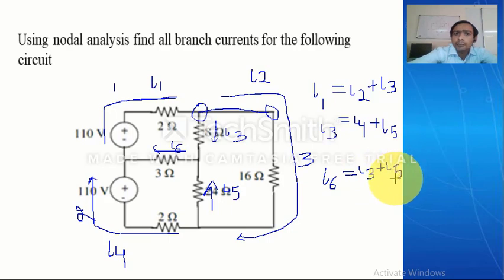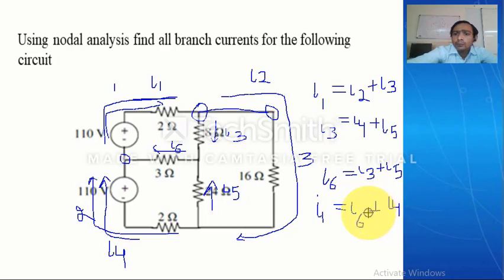There is one more junction at which I will use KCL. It is this junction. Here it is clear that I1 is the current going in this direction, and I6 and I4 are incoming currents. I4 is the current coming from here. So I1 must be equal to I6 plus I4. So using these equations, I can solve for I1, I2, I3, I4, I5 and I6.